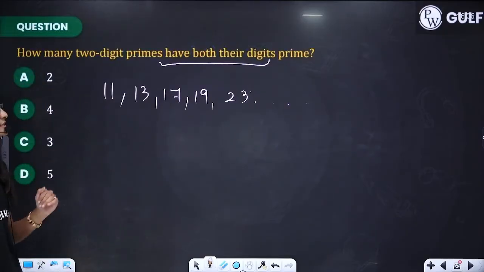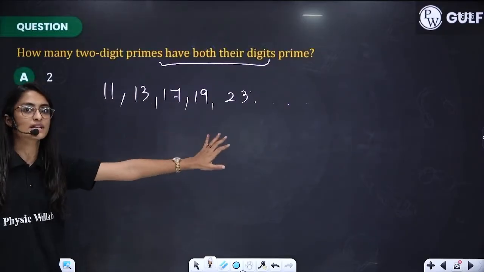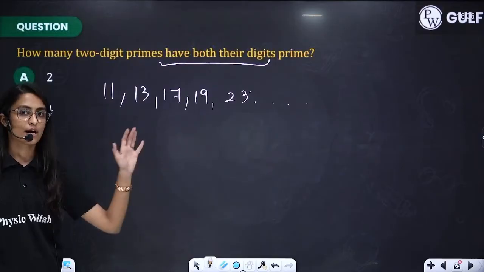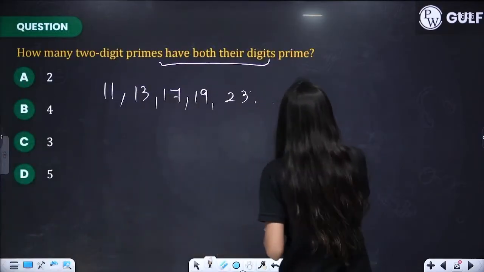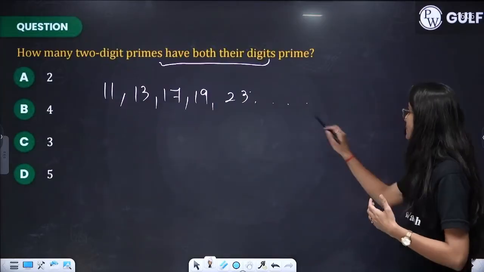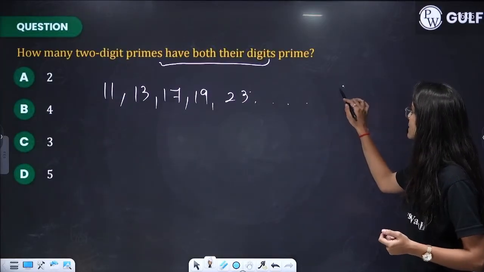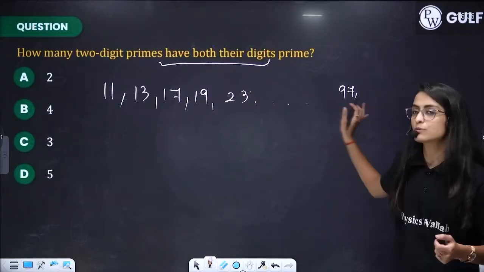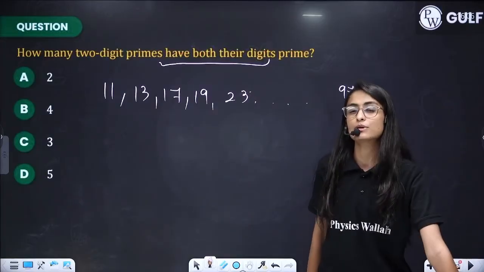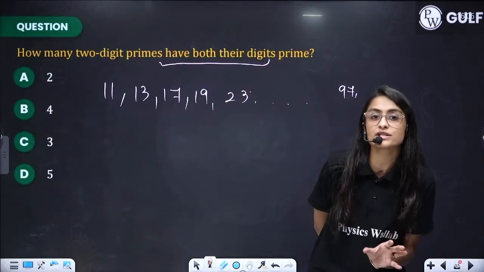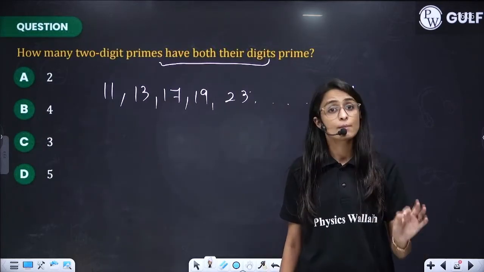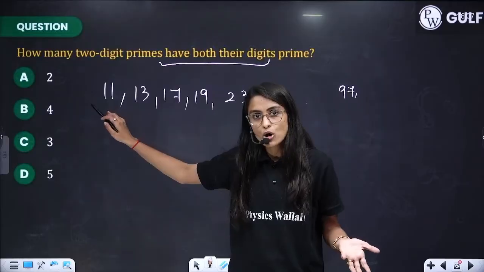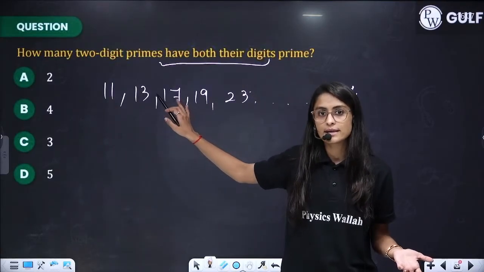Here, these are the initial numbers. I haven't written all the numbers up to 100. But if you write them, the last number would be 97. Up to 97 you will get all the 2-digit prime numbers. Then check each individual digit, both the digits should be prime. One is neither prime nor composite. Here again, one is neither prime nor composite.